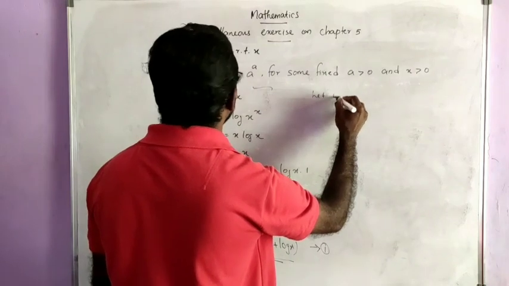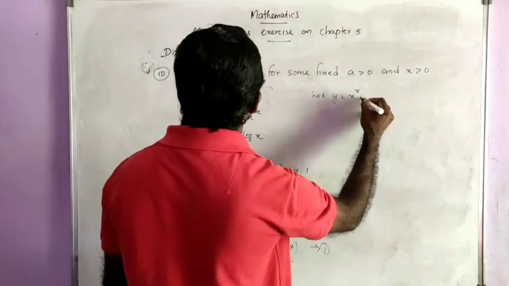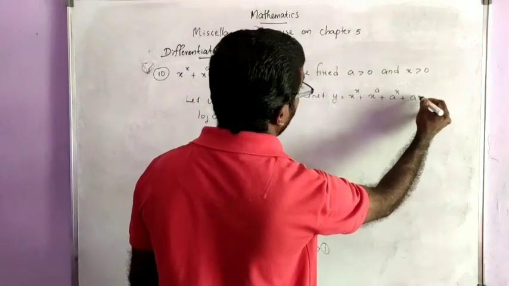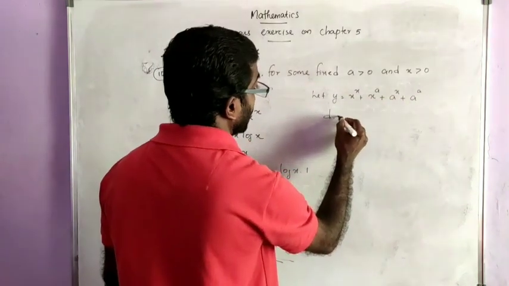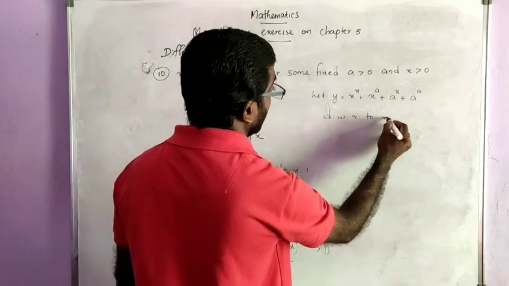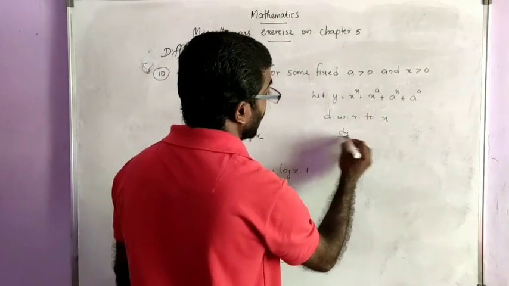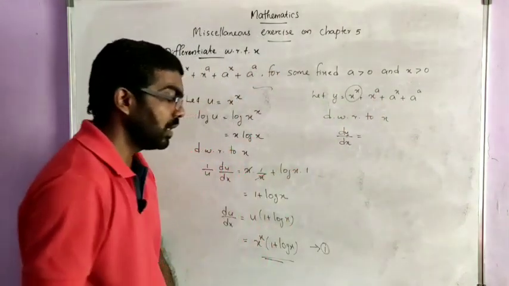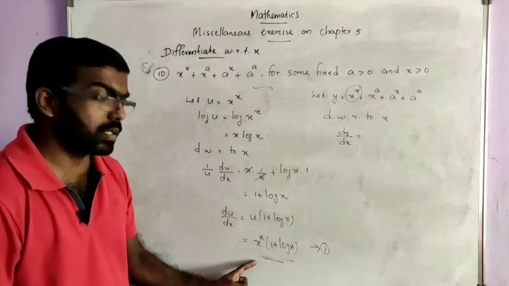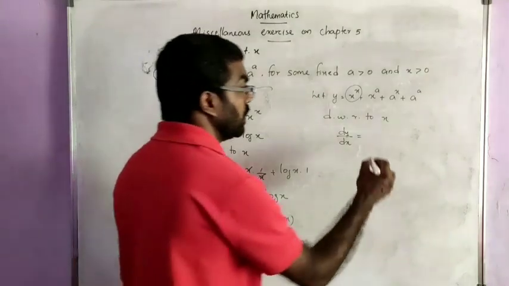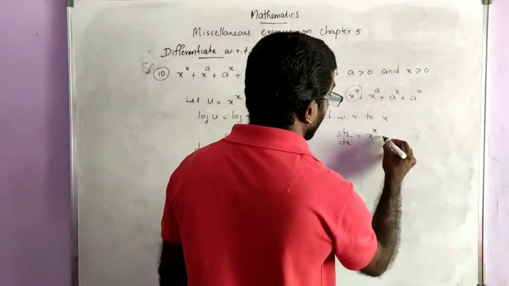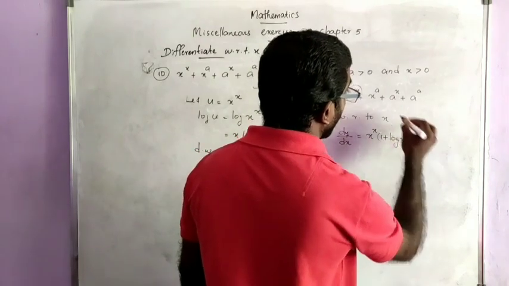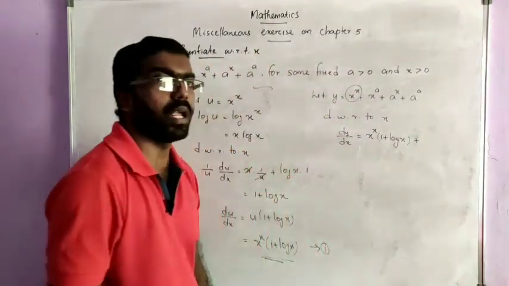Let y is equal to x raised to x plus x raised to a plus a raised to x plus a raised to a. Now we can differentiate with respect to x. Derivative of y is dy by dx, and derivative of x raised to x, that we found as x raised to x into 1 plus log x. So we can replace x raised to x into 1 plus log x. And the second term is x raised to a.